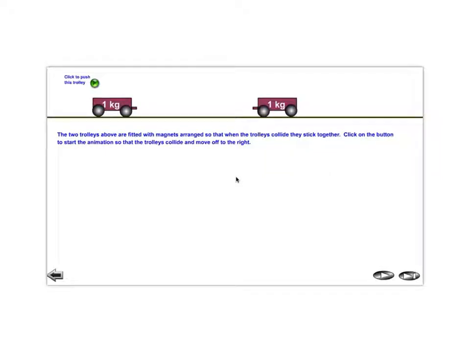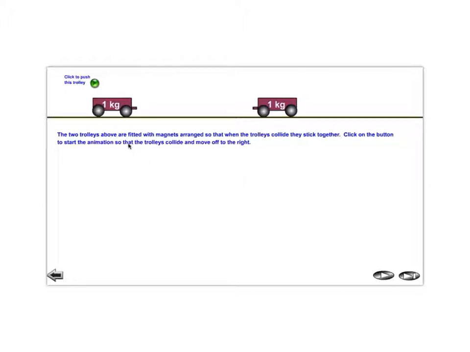The momentum is a useful quantity in collisions because it's conserved, i.e. the total momentum before is equal to the total momentum after, in the absence of any external forces such as friction or components of weight and so on. So we're looking at flat surfaces, no friction involved.